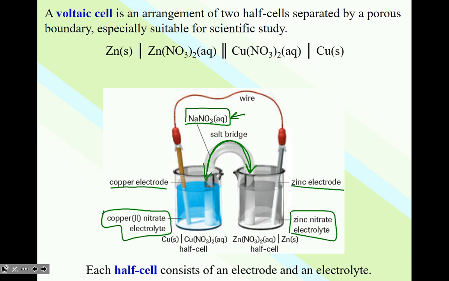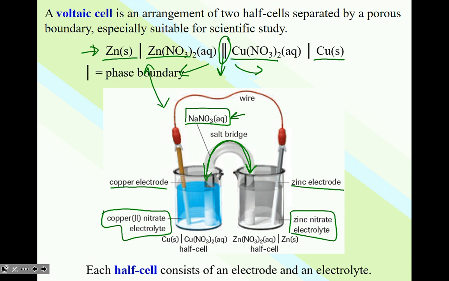This diagram and the one up here are saying the same thing. Here it's saying on one side there's zinc and its electrolyte, and on the other side there's copper and the copper nitrate, and this is telling you that it's divided. It's half here, half over here. I'll talk about that more in detail in a bit. Each half cell consists of an electrode and an electrolyte.